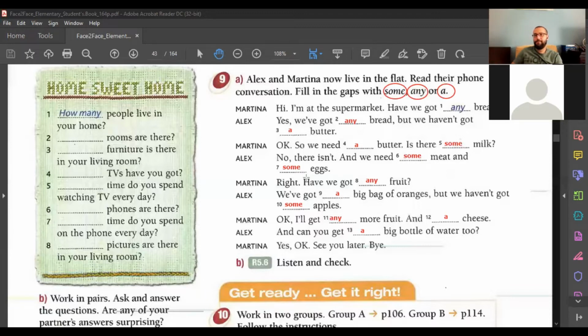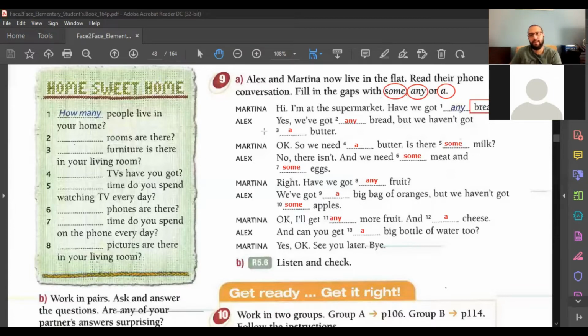Bye. Okay. Now, before we listen and check the answers, let's check the answers together. So now I want you to show me all the nouns. And then we have to decide, is this noun singular or is it plural? And is it countable or uncountable? So we have to know the type of each noun, so we can choose the right word. So let's start with the first noun here.